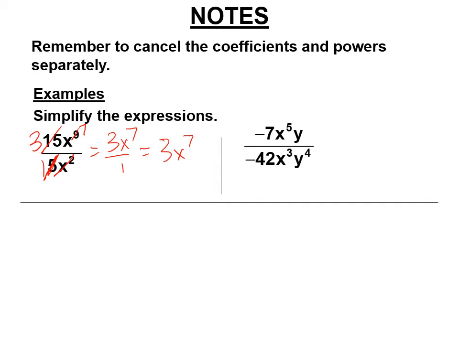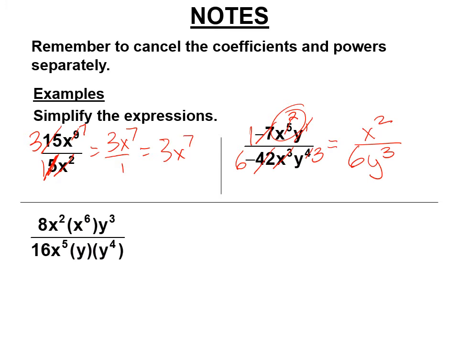Okay, so negative 7 divided by negative 7, 1. Negative 42 divided by negative 7, positive 6. Two negatives make a positive. X cubed goes away. 5 minus 3 is 2. Y to the first goes away. 4 minus 1 is 3. So what's left? We have x squared in the numerator. In the denominator, we have 6y cubed.